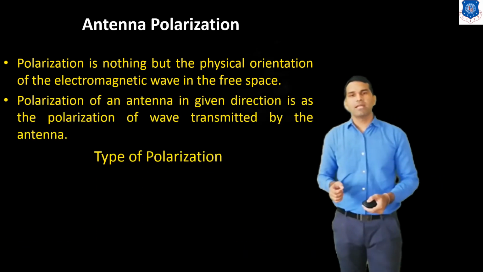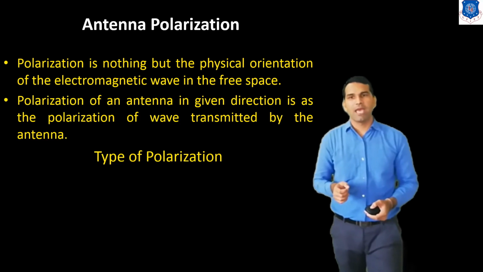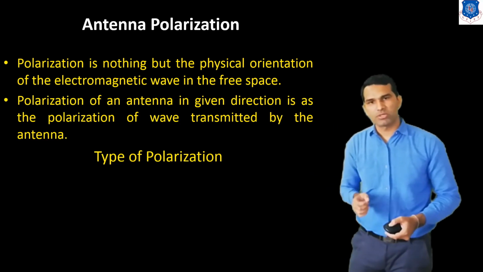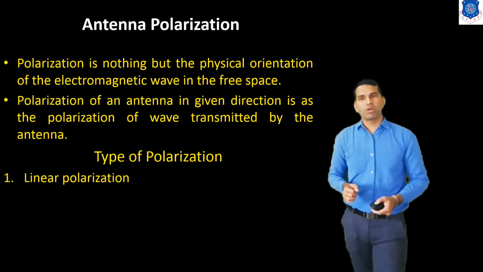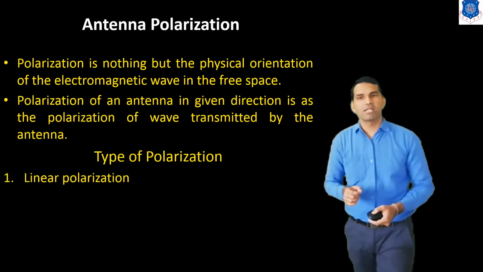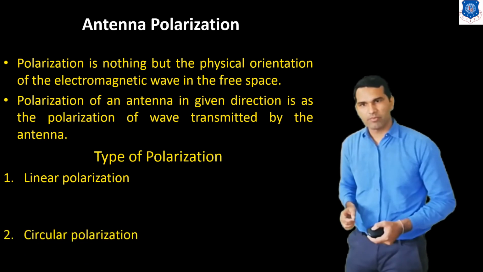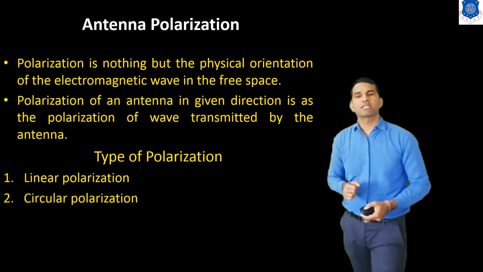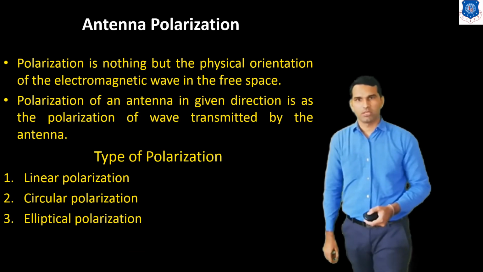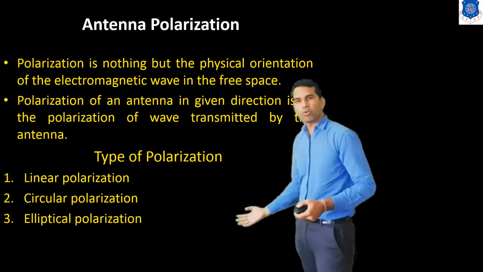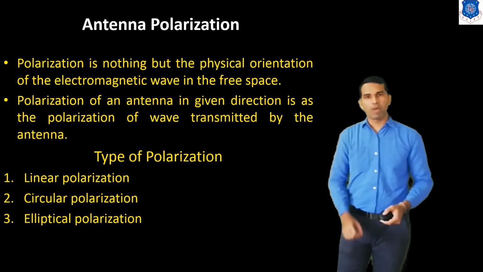Polarization of an antenna in a given direction is defined as the polarization of the wave transmitted by the antenna. The types of polarization are: first, linear polarization; second, circular polarization; and last, elliptical polarization. So these are the types of polarization. Now we discuss one by one.